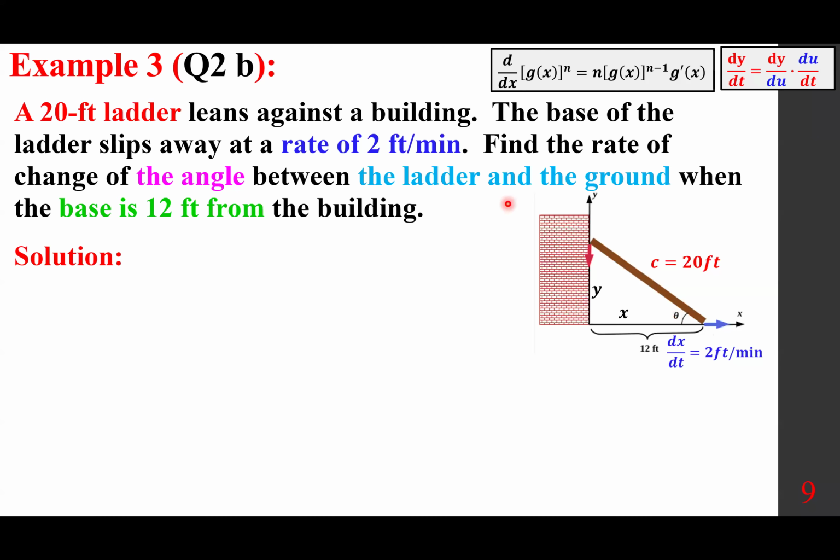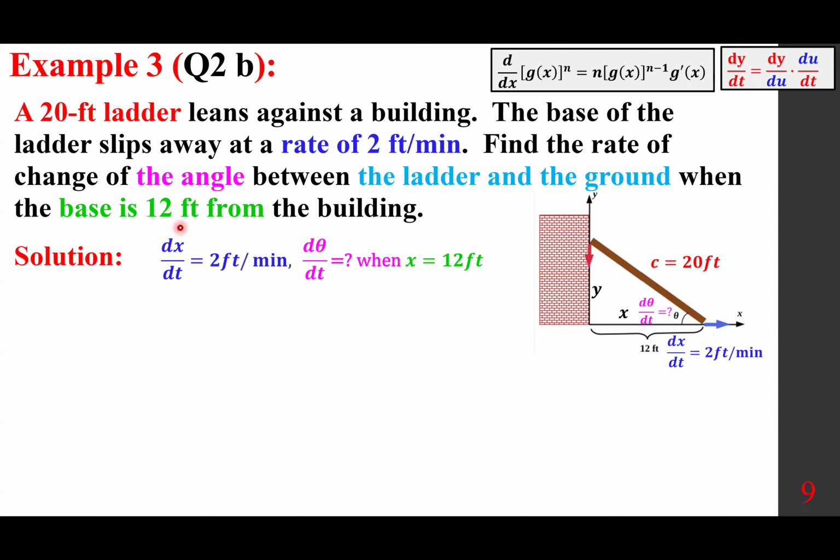So specifically this one, if they said between the ladder and the wall or the building, would be this one. So in this case, d theta dt is of interest to us. And again, we write exactly the same thing we wrote there. dx dt is 2 feet per minute. d theta dt is missing at a precise moment when x is 12 feet.